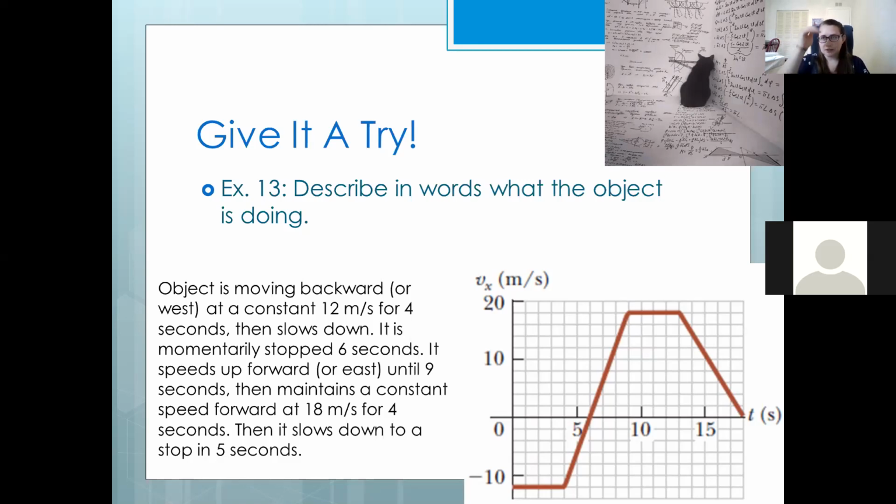And we know that it's slowing down during that last section of the graph because our velocity is going from 18 meters per second down to 0 meters per second. So that means it's slowing down. So go ahead and check yourself, check your thinking, see if you got your answer correct. Do you guys have any questions about this idea, how to figure out what the object is doing from looking at the velocity time graph?